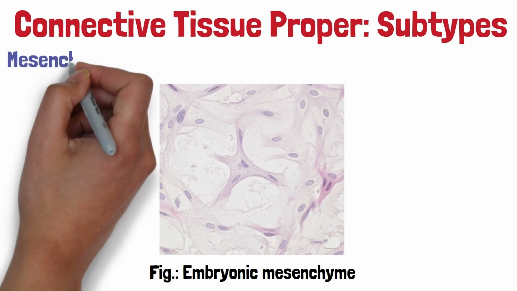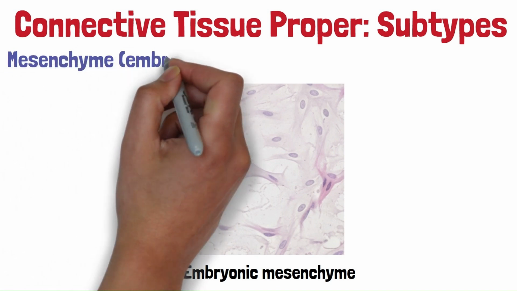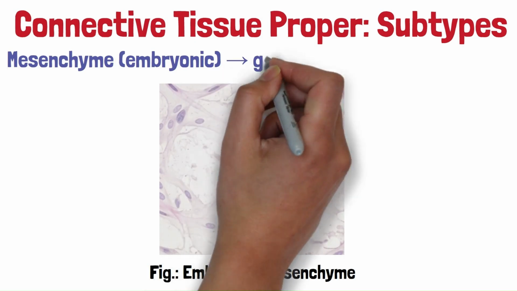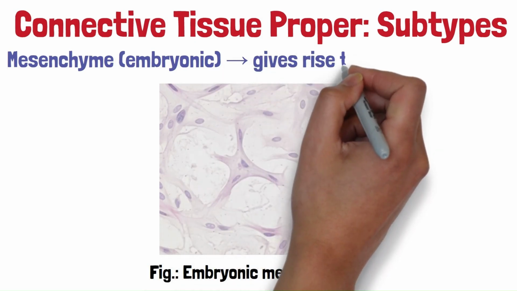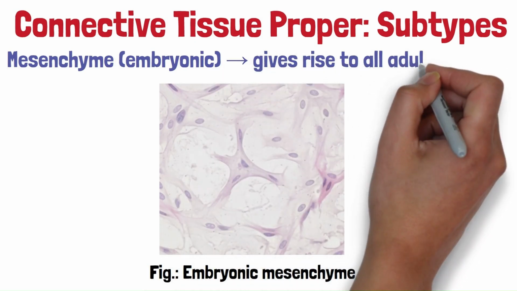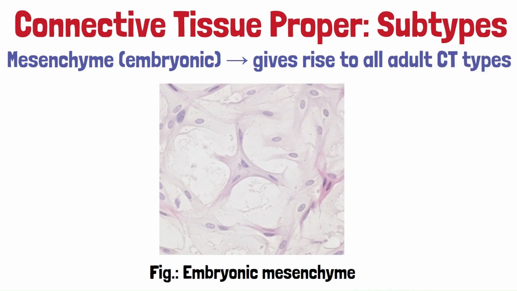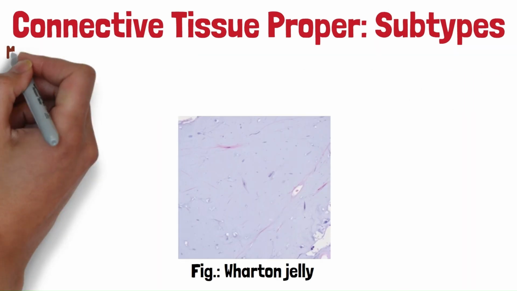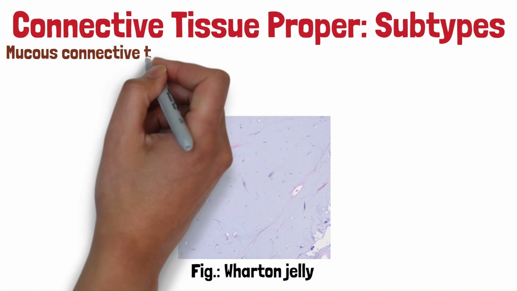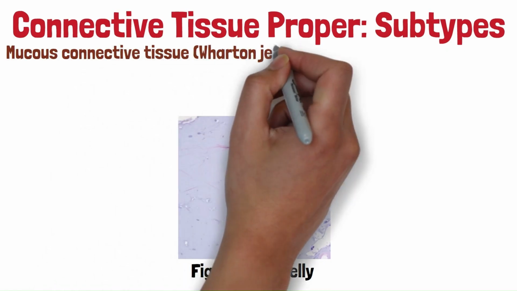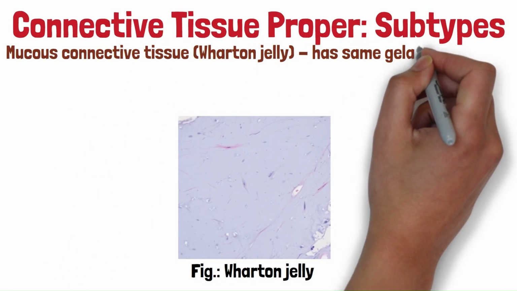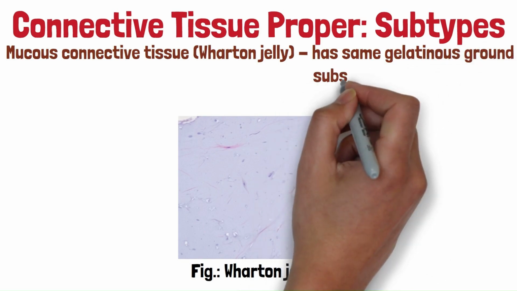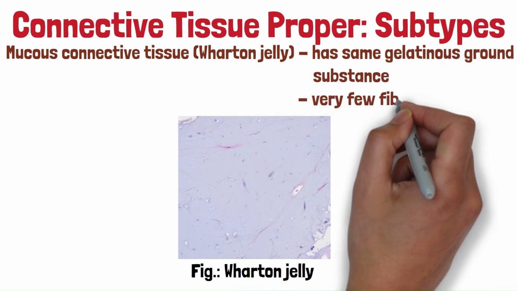And mesenchyme is where all of this comes from. It's the embryonic connective tissue, made of undifferentiated stellate cells sitting in a gelatinous matrix, and it gives rise to every adult connective tissue type you just learned. One more variant worth knowing. Mucous connective tissue, or Wharton jelly, has that same gelatinous ground substance with very few fibers. You'll find it in the umbilical cord.